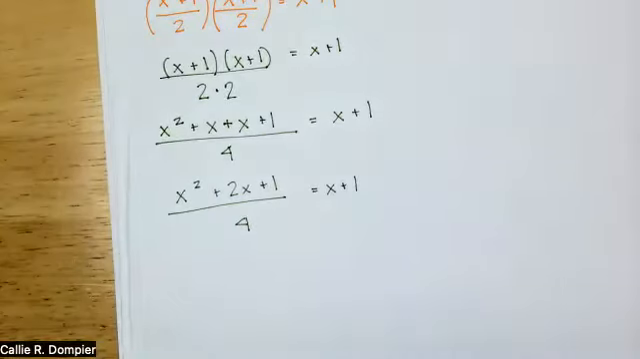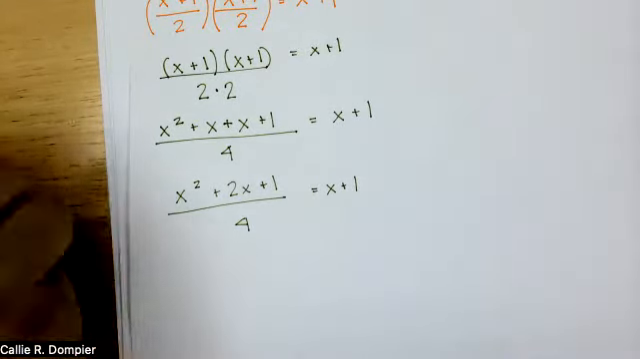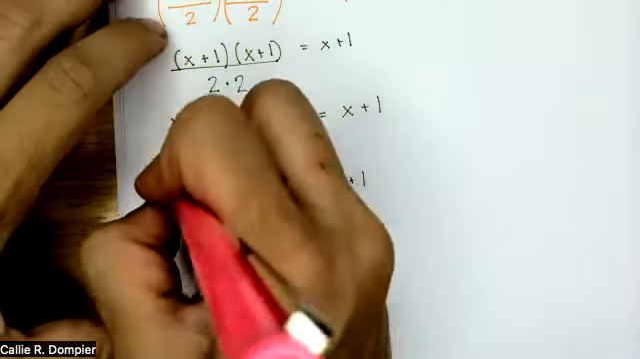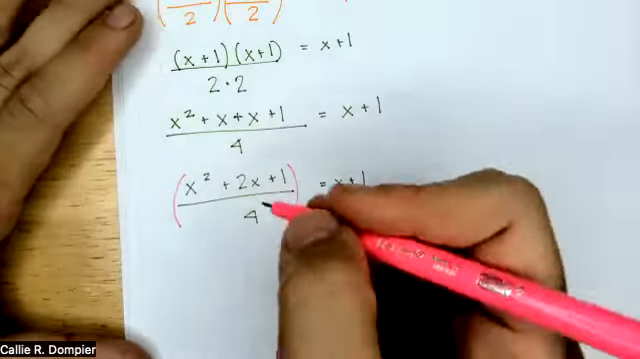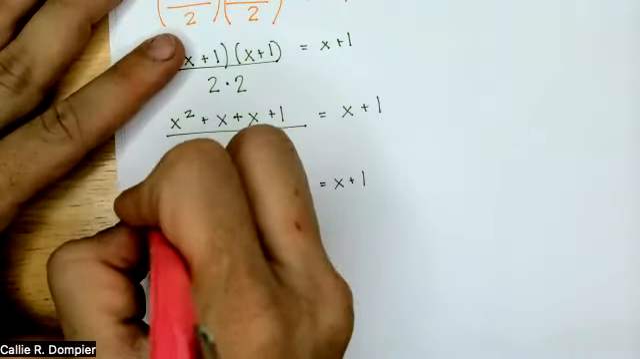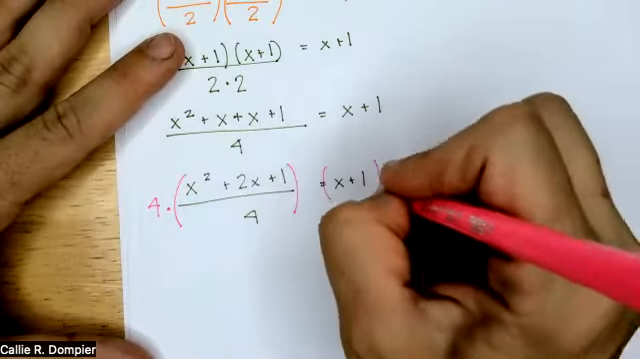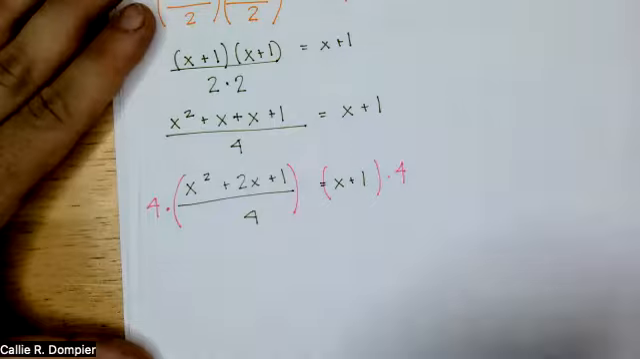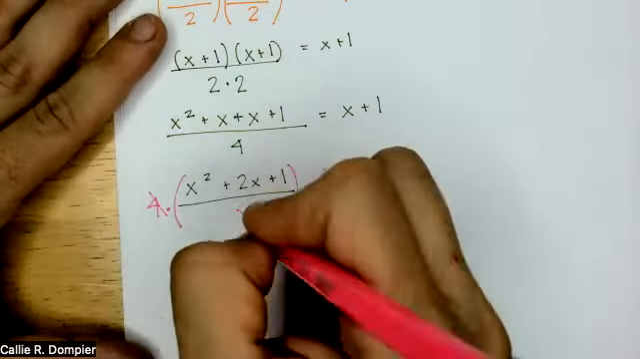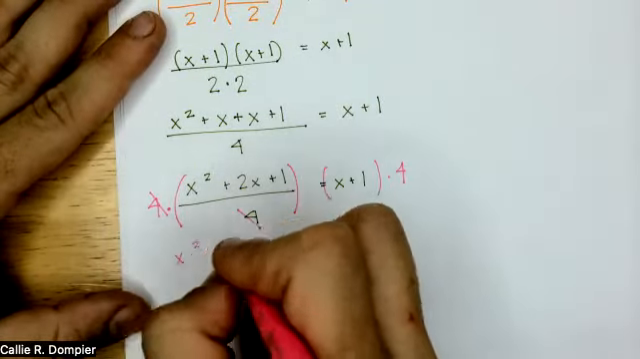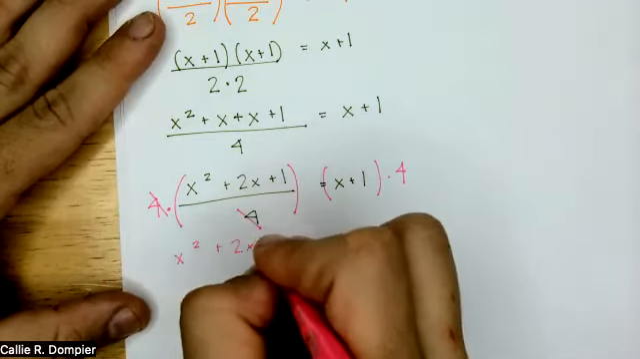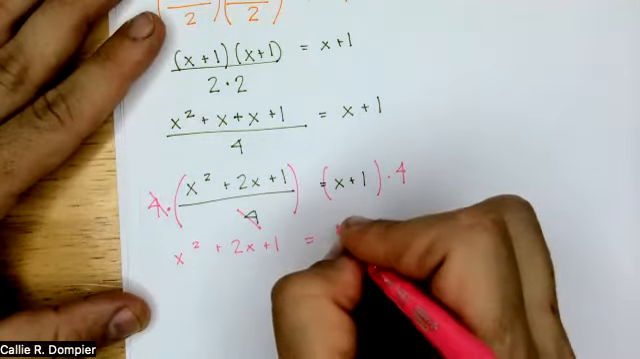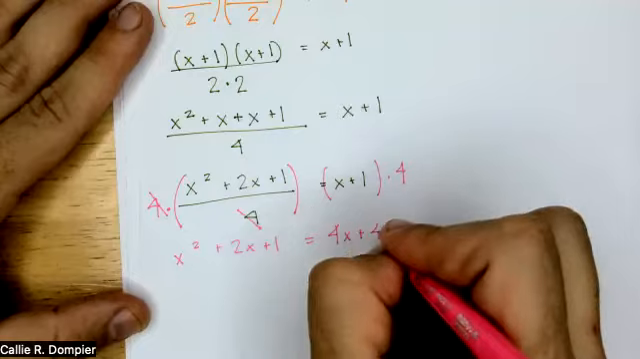Right? I want to get rid of the fraction. I would rather that not be a fraction. So I'm going to multiply both sides by our denominator, which is 4. So multiply that side by 4, multiply this side by 4. On that side, all that does is cancel it. So I can rewrite it as x squared plus 2x plus 1. Here I distribute the 4, equals 4x plus 4.